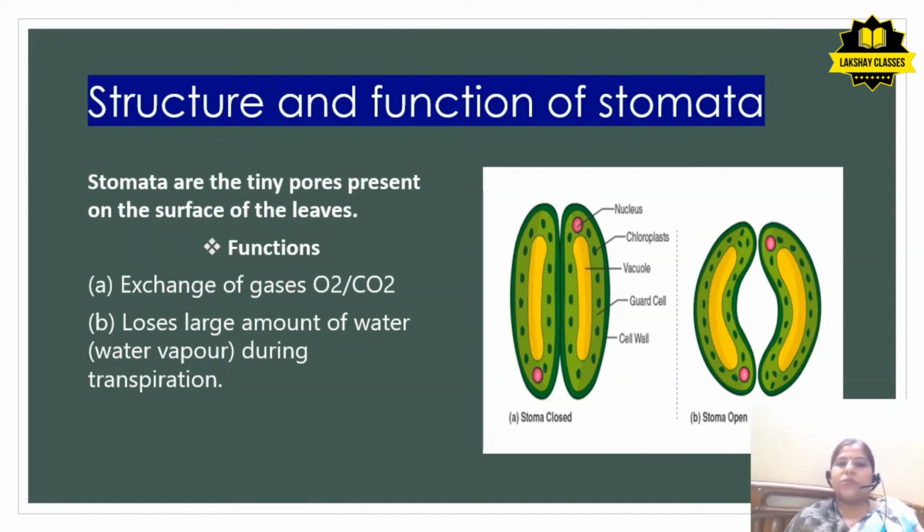So stomata, as I already explained to you, are the tiny pores which are present on the lower surface of the leaf, and they have two functions. Number one is exchange of gases. Number two is loss of water by the process of transpiration.